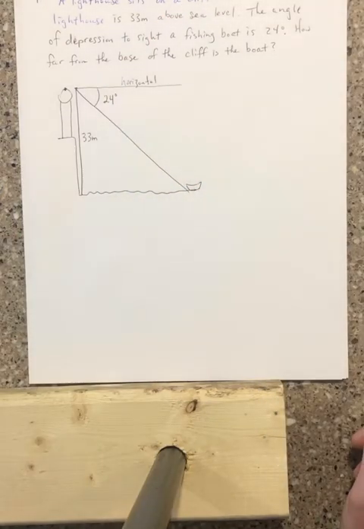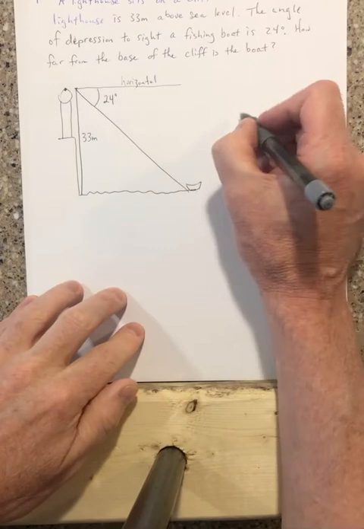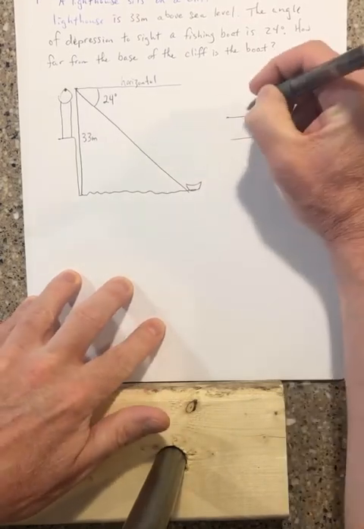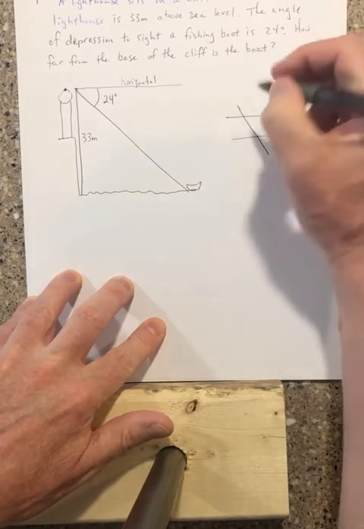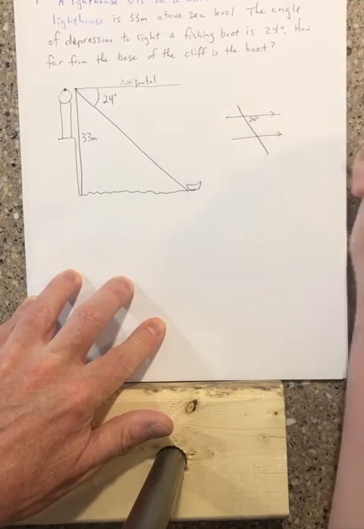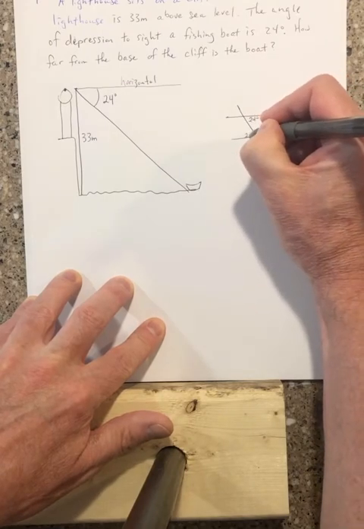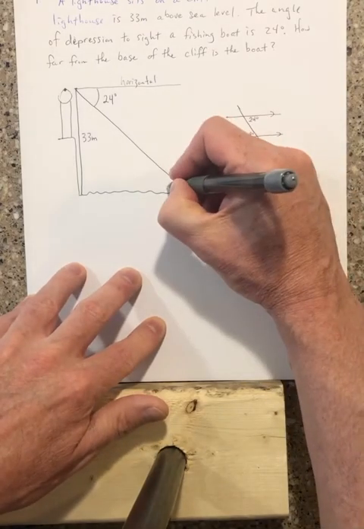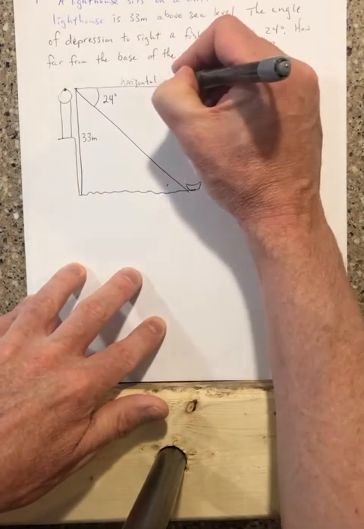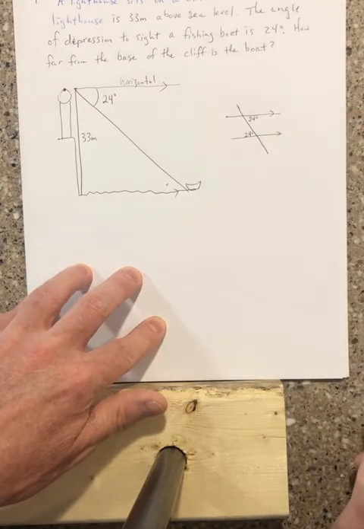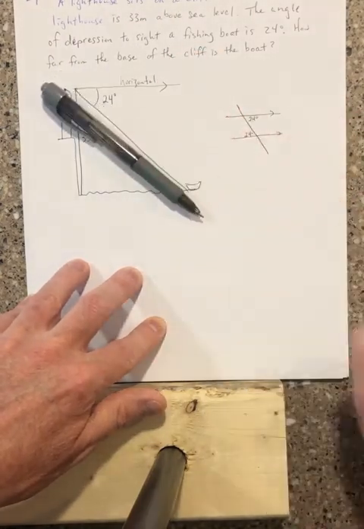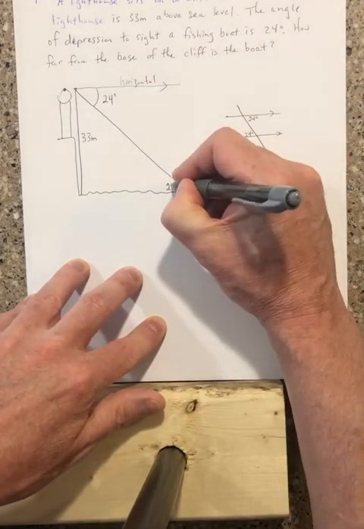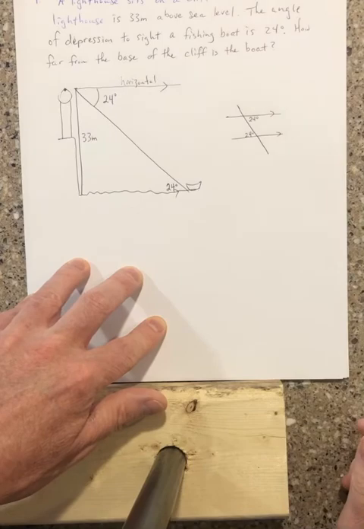Now, just a reminder from grade 9, when we had some angle rules. When we had two parallel lines and a transversal, we know that if this angle is 24 degrees, this angle here, the alternate angle, is 24 as well. So we know that the horizontal and the sea are parallel. Our line of sight here becomes the transversal. So if this is 24, this is 24 degrees as well.